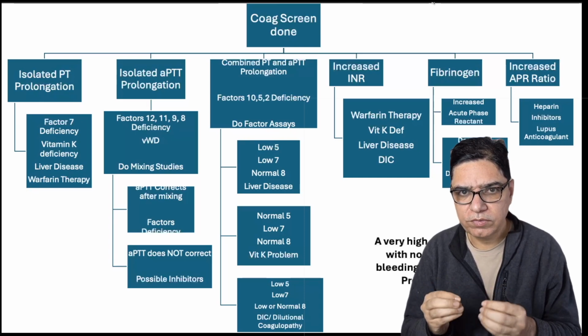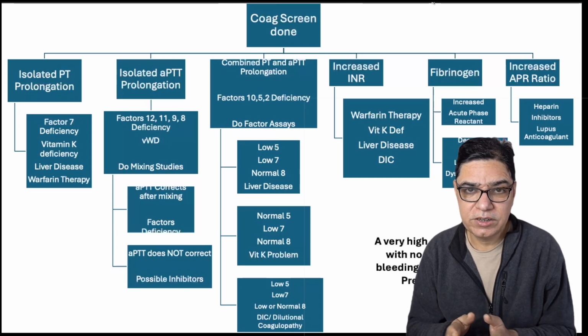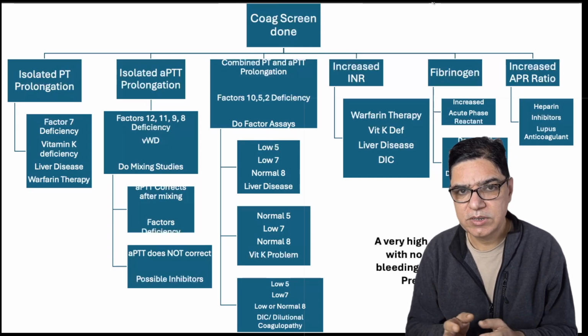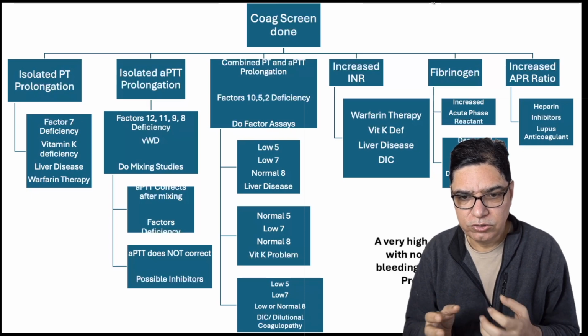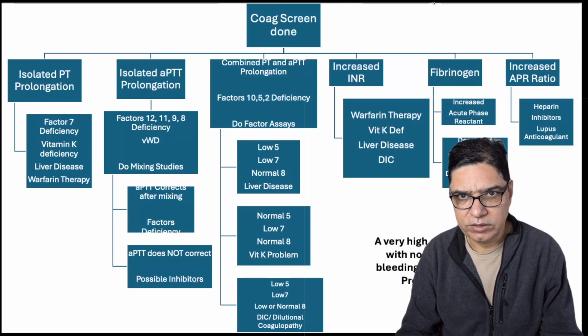And if you've got all the factors low, you're probably looking at disseminated intravascular coagulation, or sometimes dilutional coagulopathy, in which there's too much dilution and it's consuming the coagulation factors.